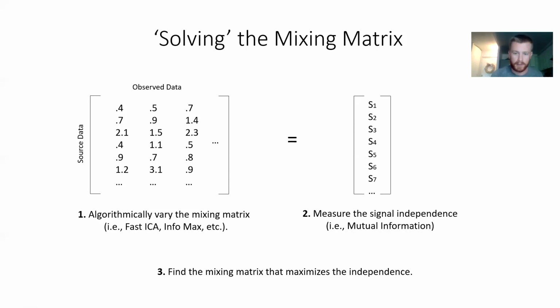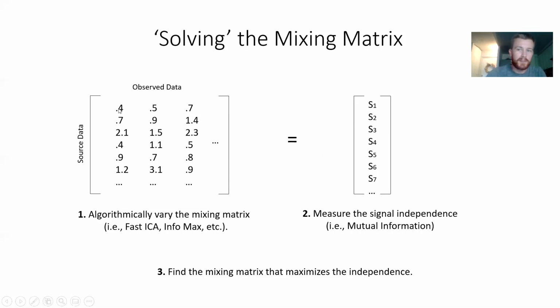In order to measure independence, there's a lot of different metrics you could use, but we're going to be using mutual information. This is just a way to say these sources have X amount of independence from one another, and we're going to try and solve this mixing matrix so that it gives us the sources that are maximally independent.